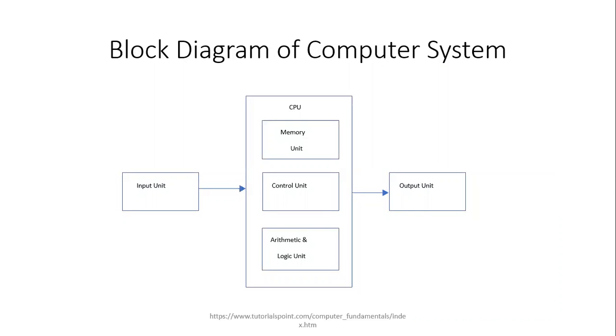This is the block diagram of the computer system, which consists of an input unit and an output unit. Both of these units are connected to a central processing unit, which comprises of three units: memory unit, control unit, and arithmetic and logic unit.